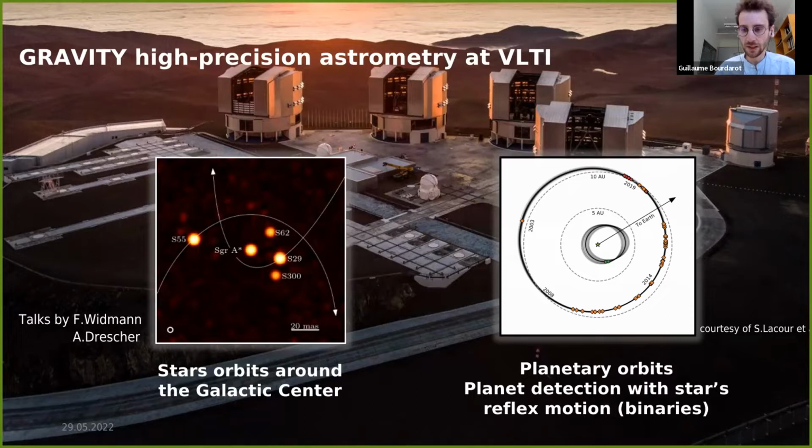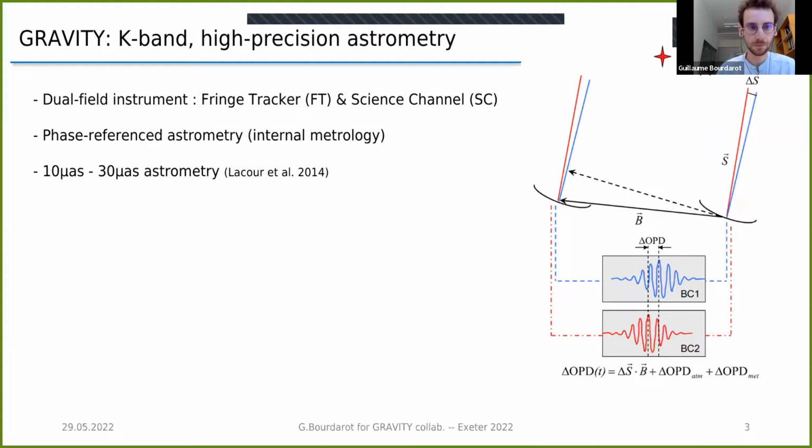Astrometry is an interesting product in this dual field mode, but it is also an interesting technique for planet detection through the star's reflex motion. In particular, there is an ongoing program on JG65 with GRAVITY, and this method of detection was also presented earlier by Keegan and Tyler Garner this week.